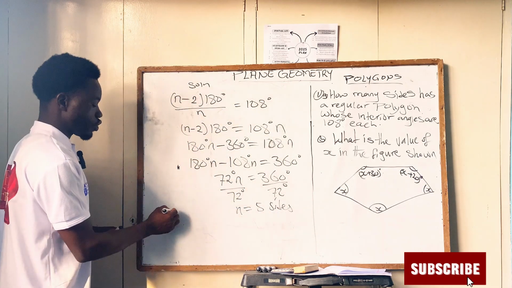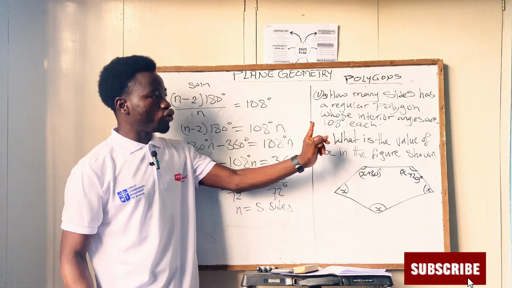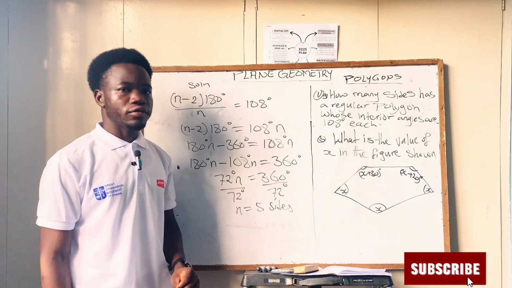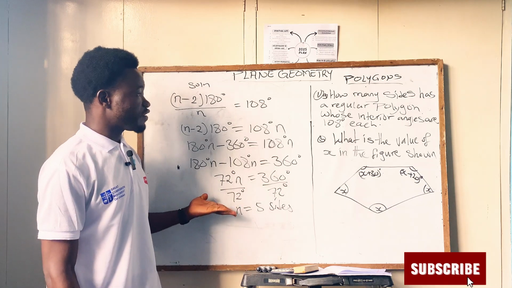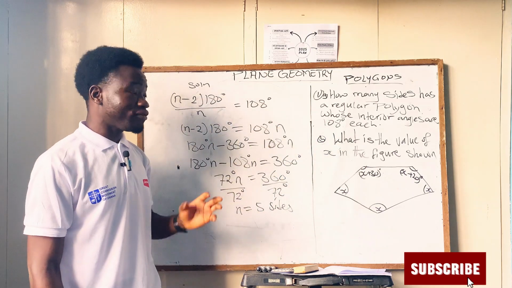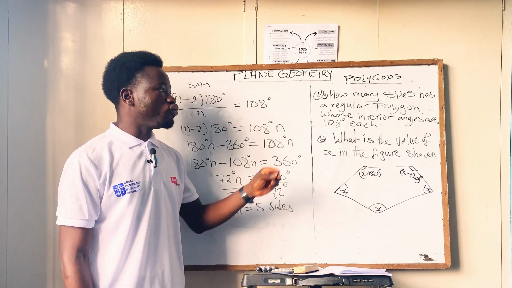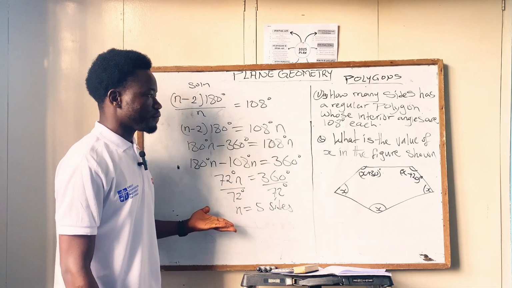So you draw the conclusion. Therefore, the number of sides of the regular polygon with an interior angle 108 degree is 5 sides. Right? So this is the first method that you can use to solve this particular question. You either use the exterior angle formula or the interior angle formula, because you know each interior angle, so you can find the number of sides.